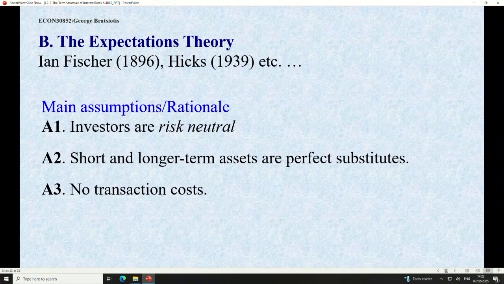That goes back to Irving Fisher and Hicks. And the main assumptions here are, first of all, investors are risk neutral. So you can see where they go now. Short and longer term assets are perfect substitutes. So there's perfect substitutability between maturities. And there's no transaction cost.